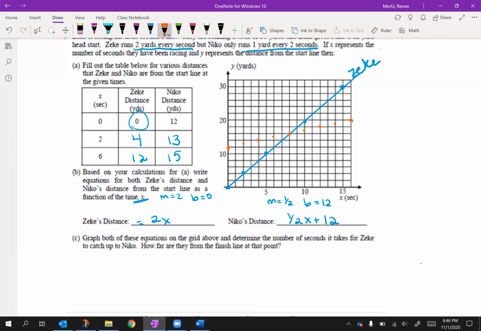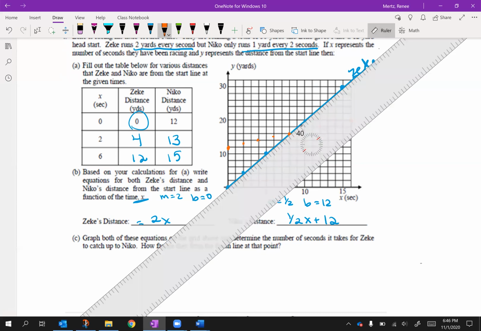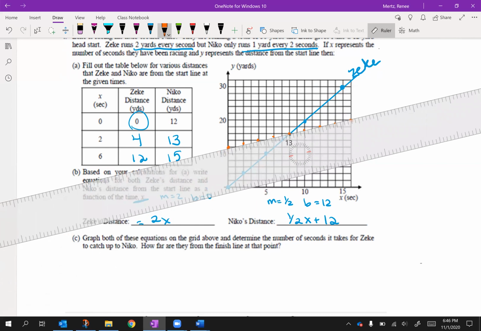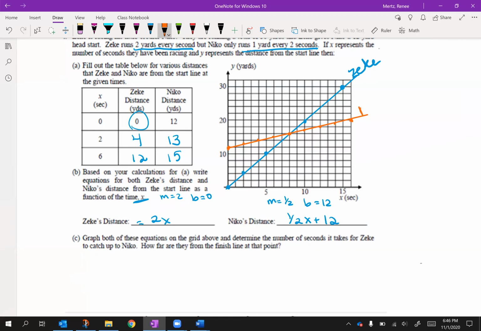So we would go up 1, which is really a half a unit over 2. Up 1, half a unit over 2. Let's just check. At 6, were we at 15? Yes. So this is Nico. Graph both of these equations on the grid above and determine the number of seconds it takes for Zeke to catch up to Nico. How far are they from the finish line?